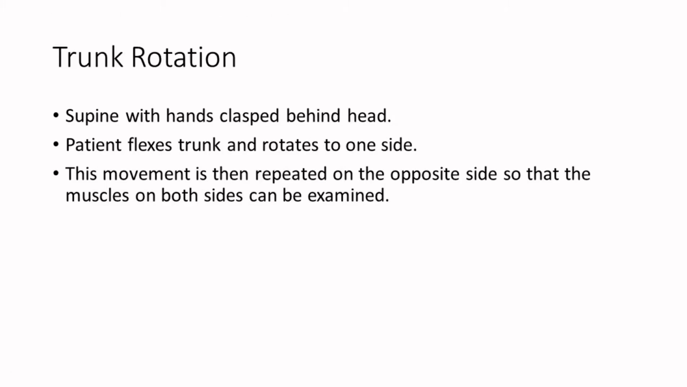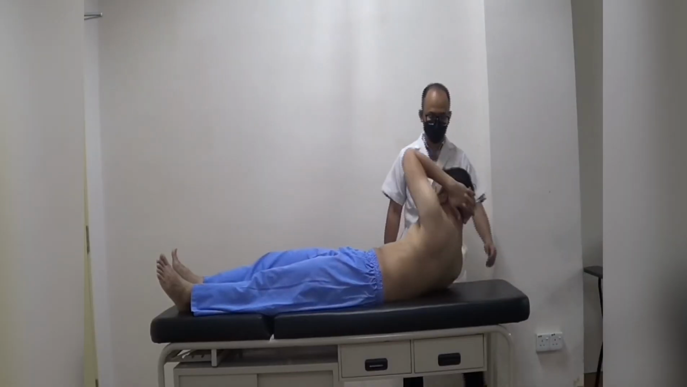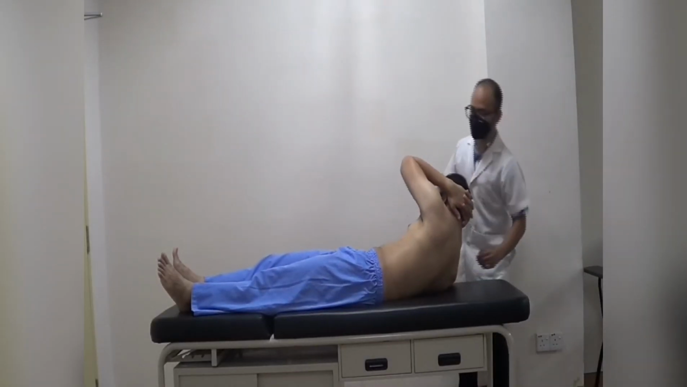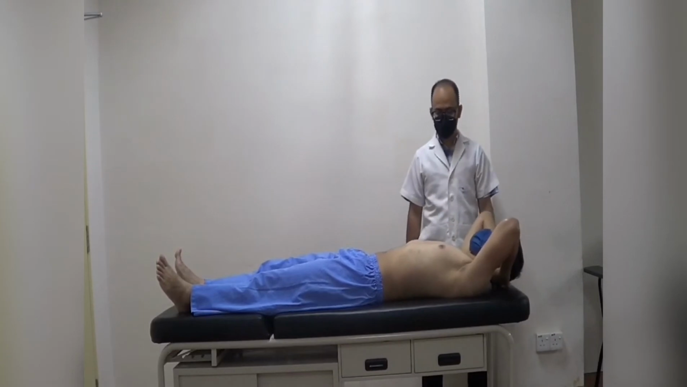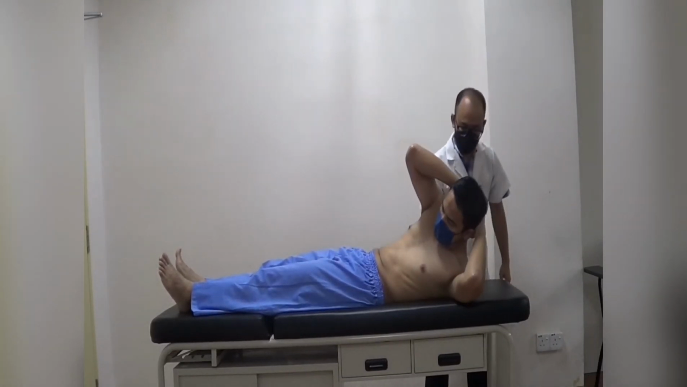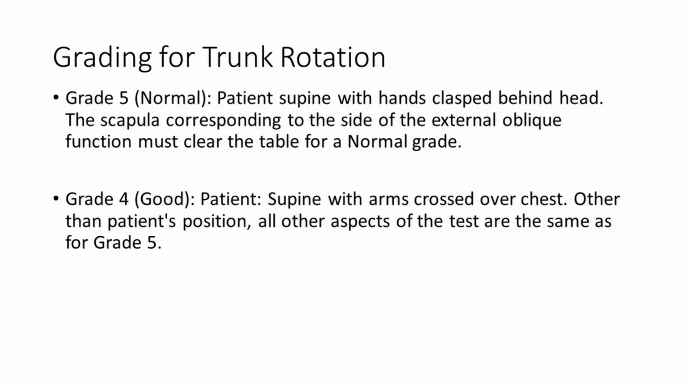Next, trunk rotation. Patient supine with hands clasped behind the head. Patient flexes trunk and rotates to one side. This movement is then repeated on the opposite side so that the muscle on both sides can be examined.